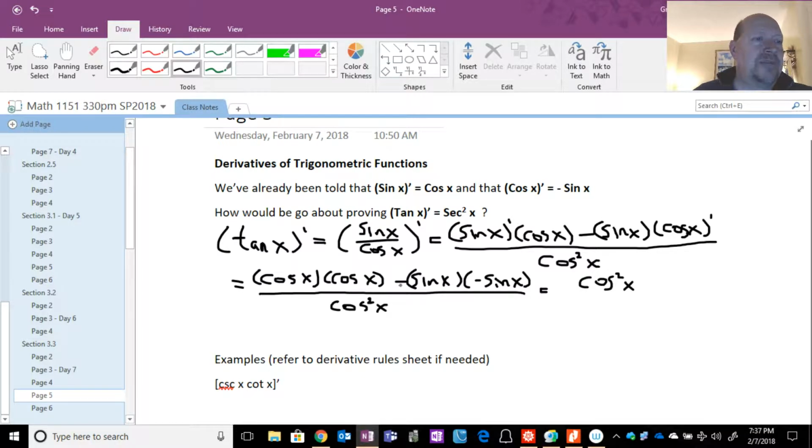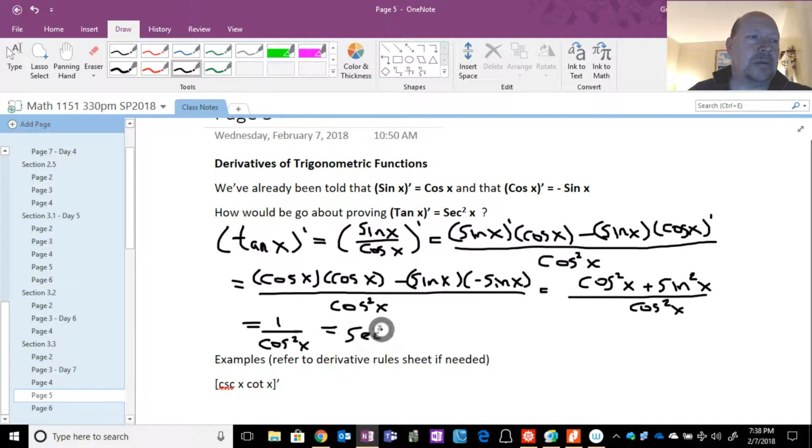Now it's going to be positive because we've got a negative subtracting a negative multiple over here, so it's going to be plus sine squared x over cosine squared x. And of course, cosine squared x plus sine squared x is one of the Pythagorean identities in trigonometry, so that equals 1. So that all equals 1 over cosine squared x, and of course 1 over cosine squared x is secant squared x. All right, so there's our proof. We showed that the derivative of tangent x is secant squared x.